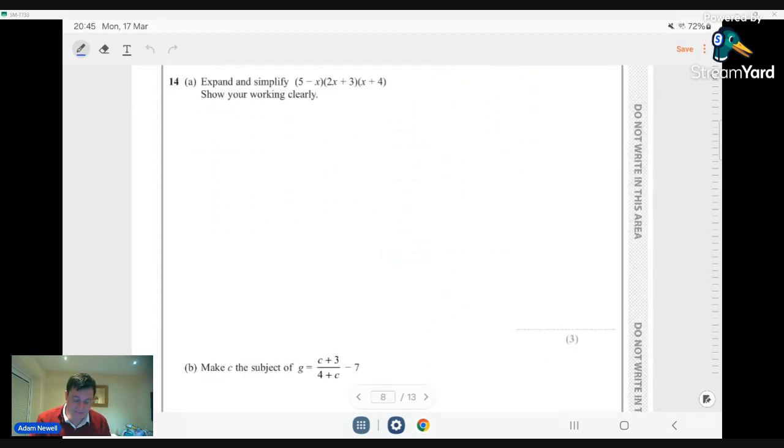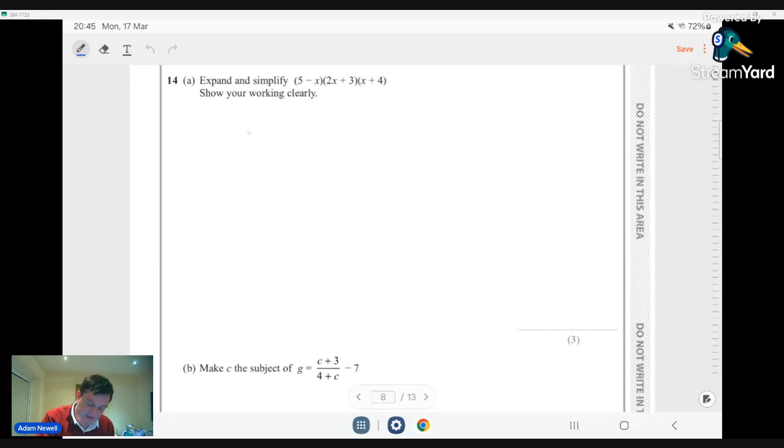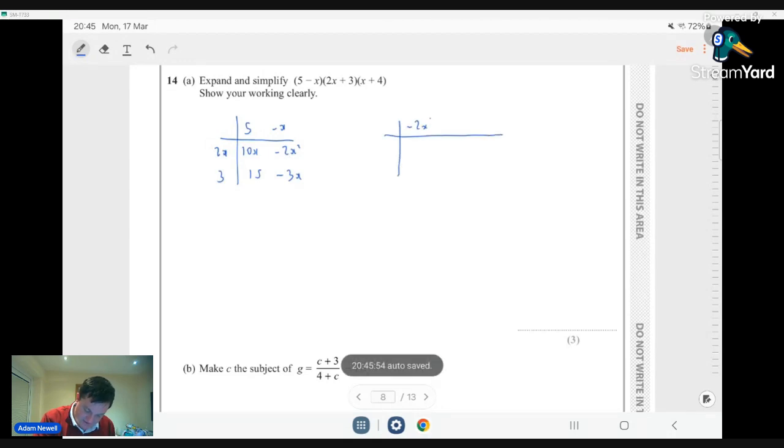Question 14, expanding the brackets. I'll do this in a slightly different way. So I've got 5 minus x. I'm going to use grid method here. I get 2x and 3. We get 10x, negative 2x squared, 15, negative 3x. If I simplify it, I get minus 2x squared plus 7x plus 15.